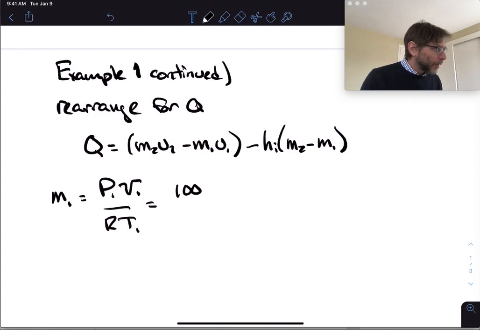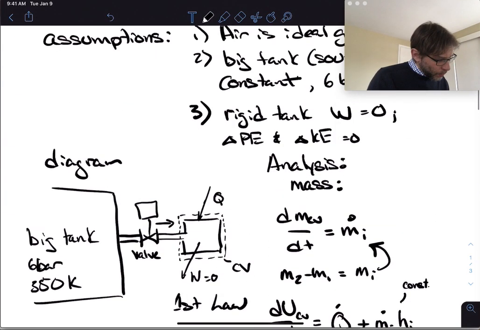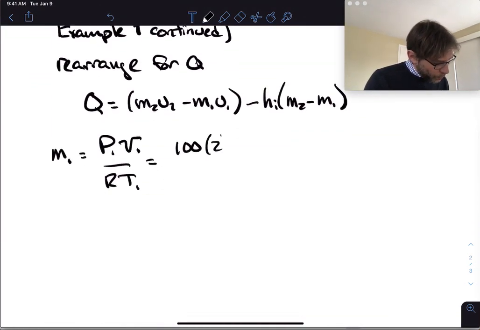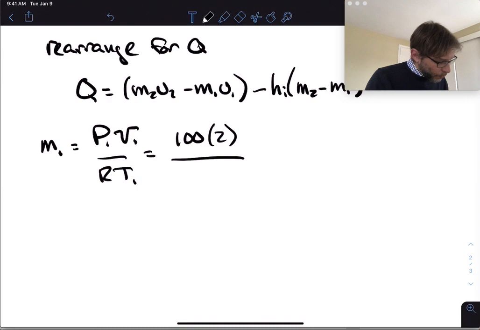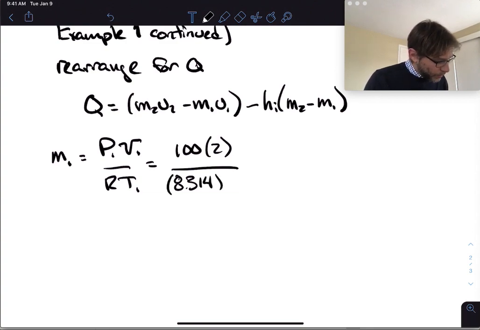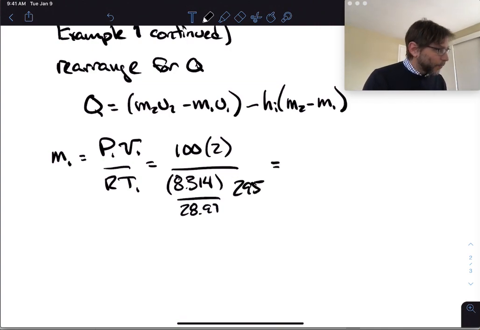And let's see, we have 2 meters cubed, right? Did we say 2 meters cubed? 2 meters cubed divided by, make sure this is right, 8.314, which is the ideal gas constant, divided by, what's air, right? So we're going to say 28.97, and we're going to have 295, which is our initial temperature, T1. So if we do this here, we get 2.36 kilograms.